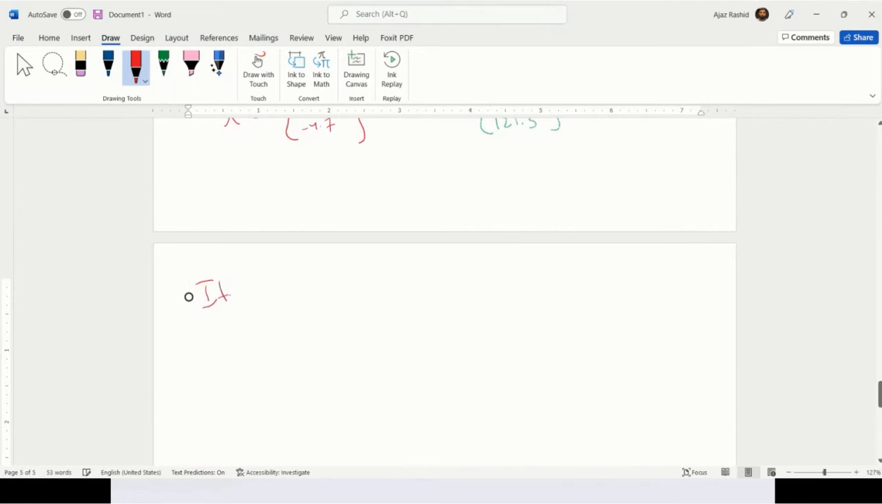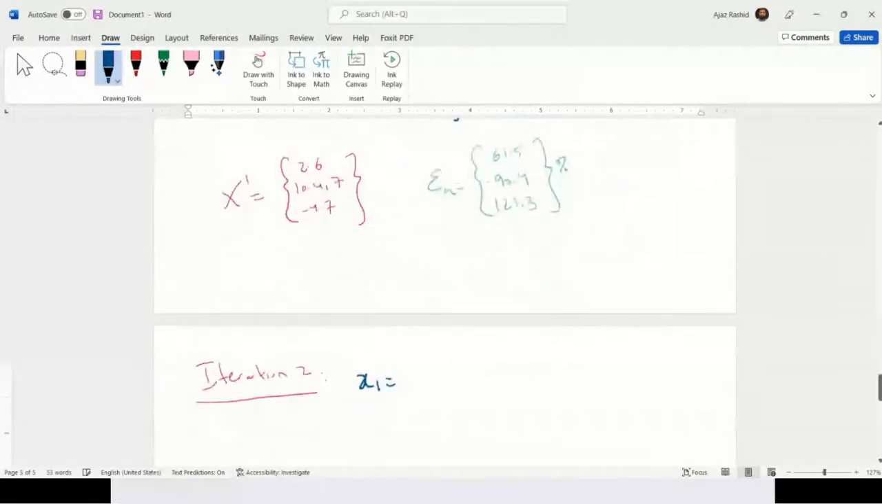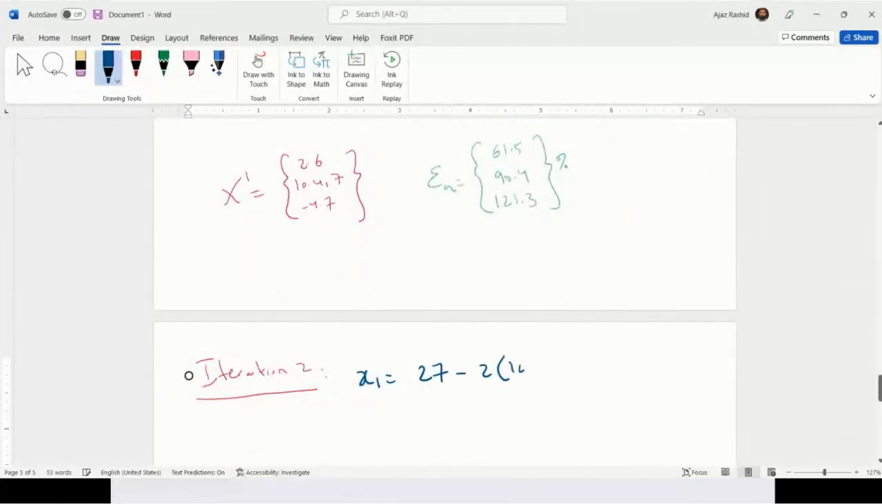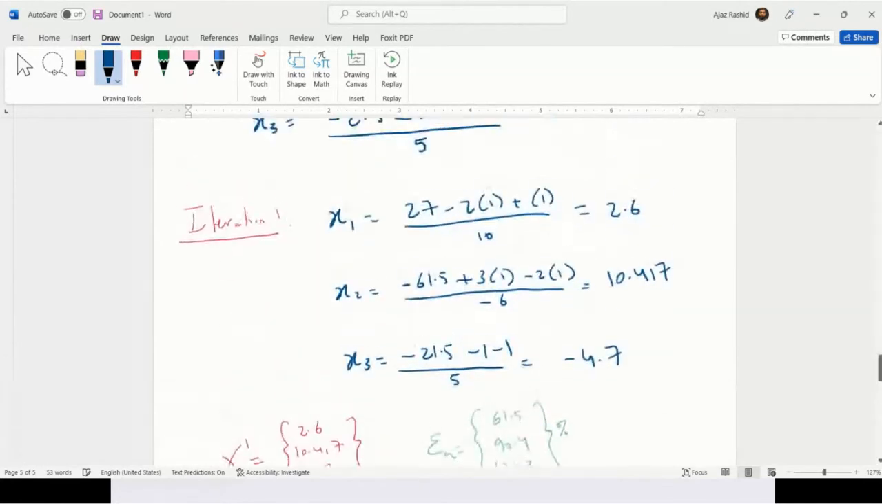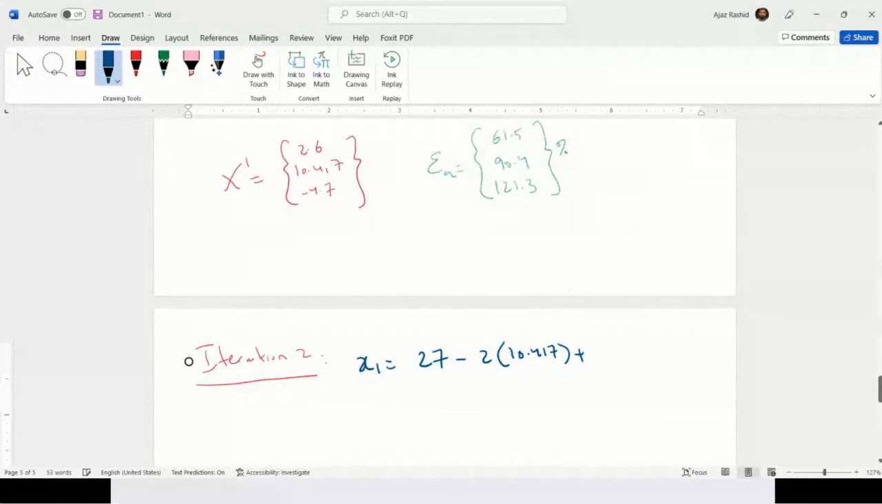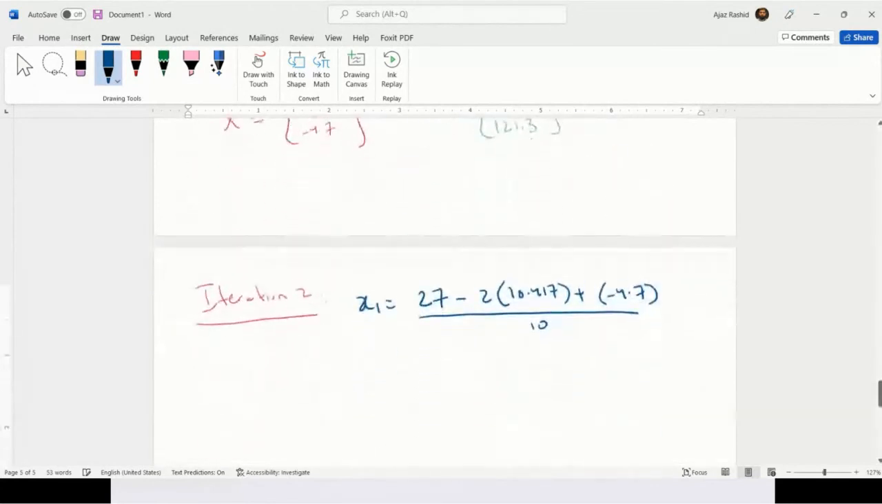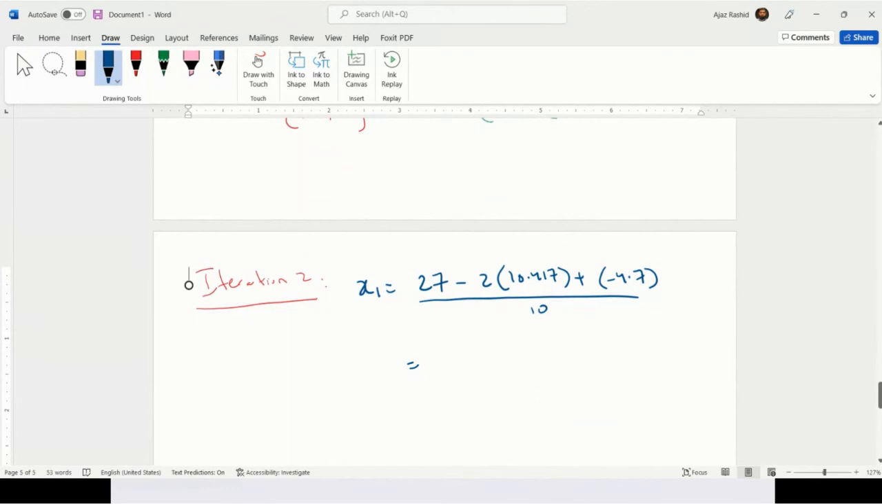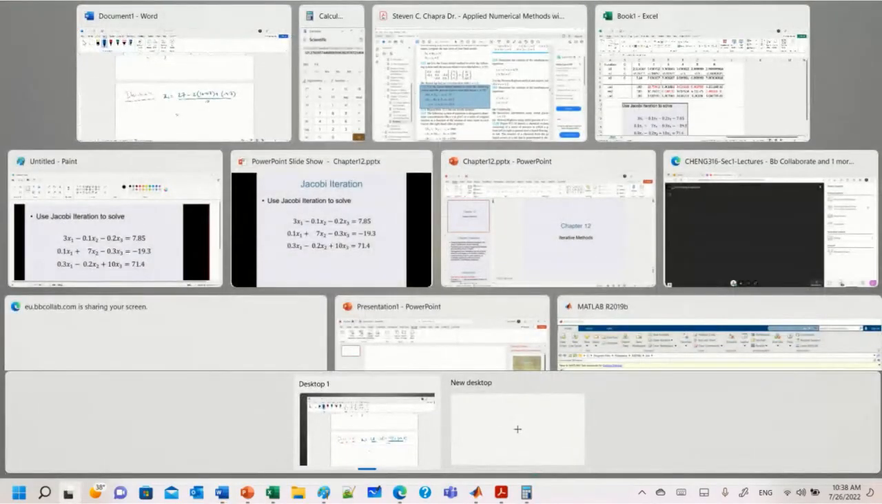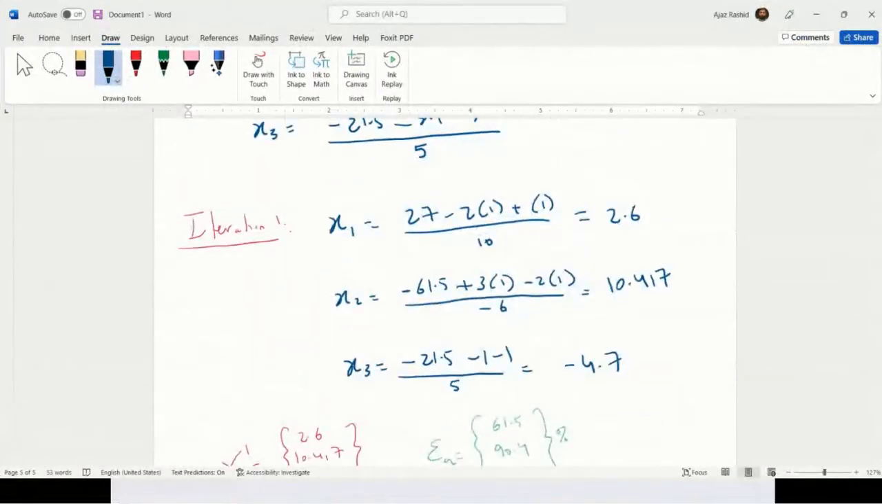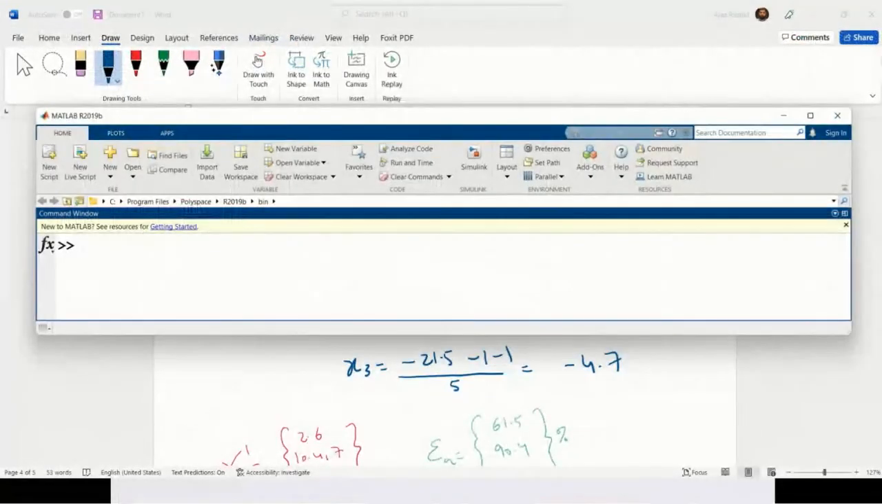I do iteration 2. X1 is equal to 27 minus 2 into 10.417 plus 1 times minus 4.7, divided by 10. So X1.